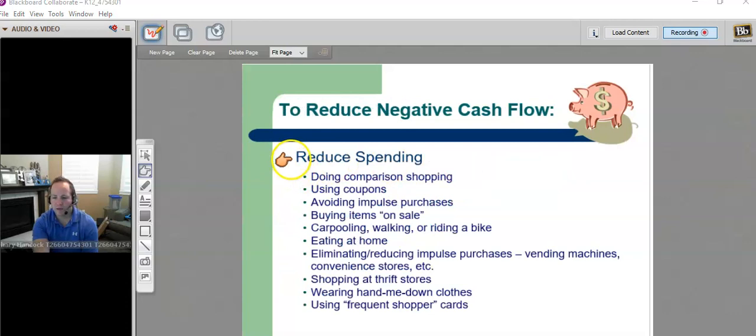Okay, so here, basically, your income and being able to survive is fairly easy. If you don't have enough money, you need to do a couple things. One, you need to reduce what you're spending. And there's a lot of ways you can do this, right? Look at all the stuff you have and you can reduce it.